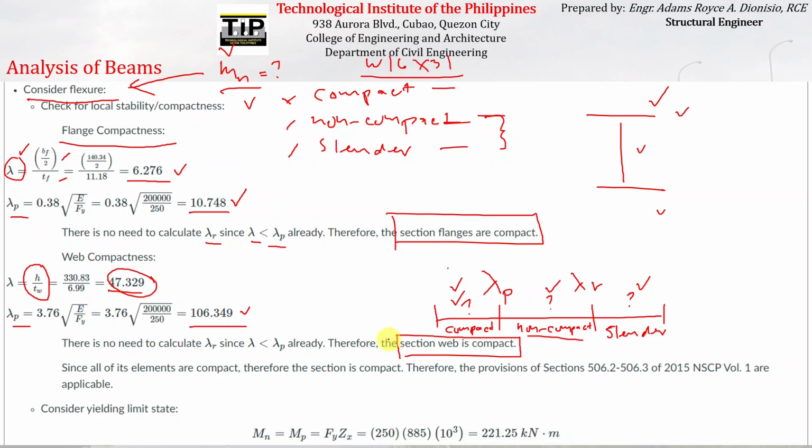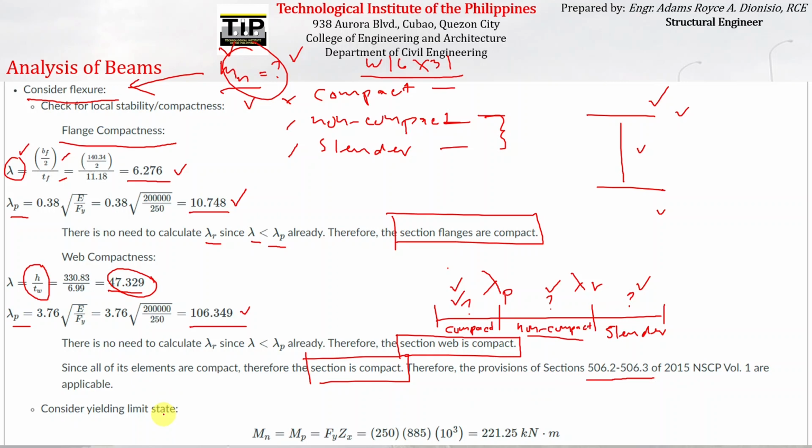So since the flanges as well as the web are all compact, therefore, we can say that the whole section is compact. Therefore, we can use the provisions from section 506.2 to 506.3 of the 2015 NSCP Volume 1 code for the computation of Mn. We can use all of the code provisions that I have mentioned a while ago that are included on section 506.2 to 506.3 of the NSCP Volume 1 code for the computation of the moment capacity of the given beam.